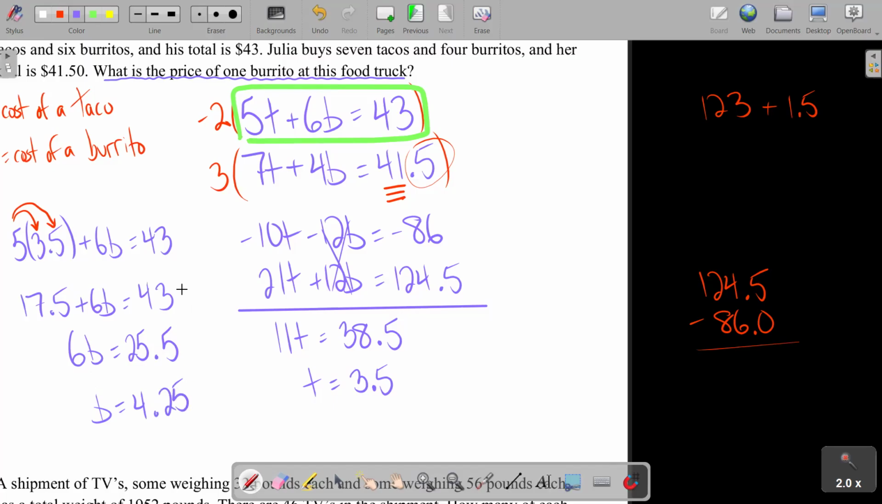Say again, bud. Oh. So we now know the cost of each item at whatever food truck this is. And we can now answer the question. And the question is not just what are the numbers, right? The question is how much does a burrito cost? So we could say the cost of, I mean, you don't have to use my words. I just make this stuff up as I go. There's 100 different ways to write this sentence that all would make sense. But the cost of a burrito is $4.25.